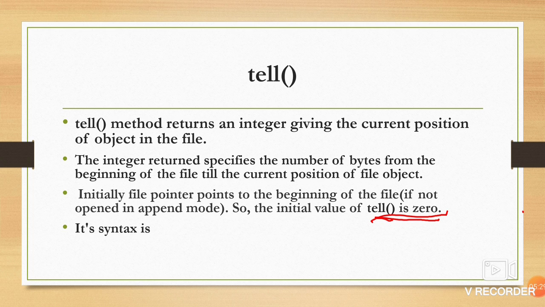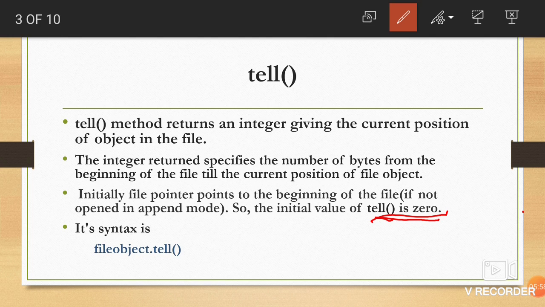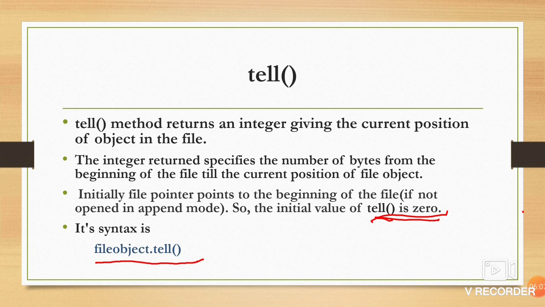Now the syntax of the tell method is file object dot tell. As I told you, if you want to use the read method, write method or any method, you have to use that method with the file object. So file object dot tell, this is the syntax of the tell. Now we will see some programs based on the tell method.